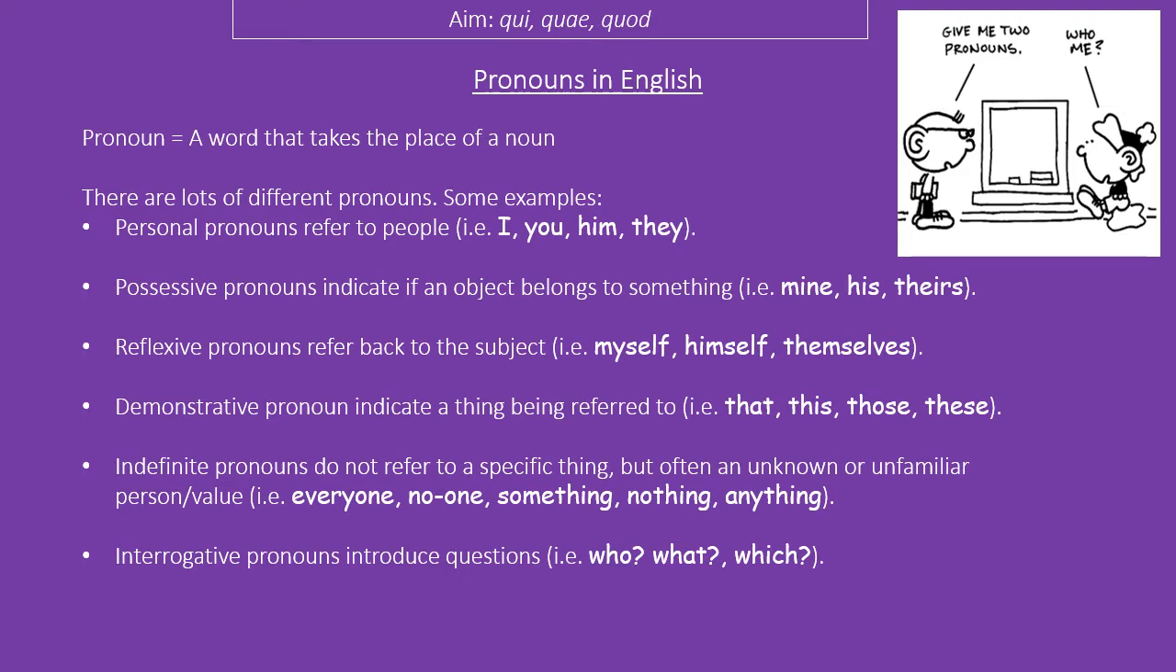Pronouns are words that take the place of a noun, hints in the word. There's lots and lots of different types of pronoun: personal pronouns, possessive pronouns, reflexive pronouns, demonstrative pronouns, indefinite pronouns, and interrogative pronouns. I'm going to mention these ones in particular because you can tell the difference between an interrogative pronoun, who, what, which, etc., by looking at basically, is there a question mark? I'm going to come back to that little logic a bit later on.